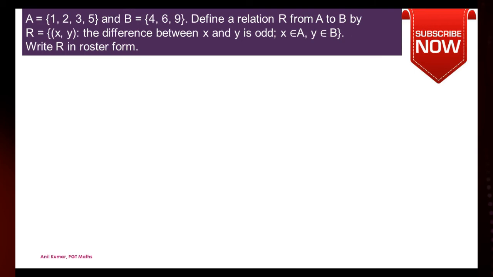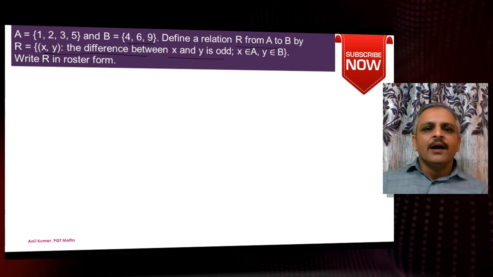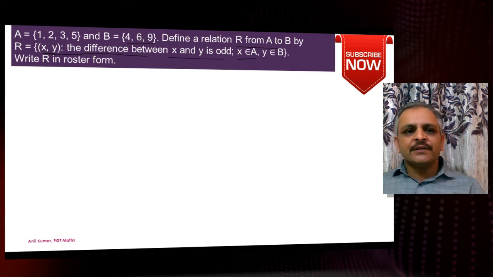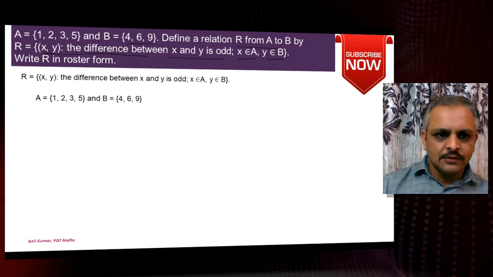Here A is 1, 2, 3 and 5, whereas B is 4, 6, 9. We have to define a relation R from A to B such that (x, y) is the ordered pair where the difference between x and y is odd. That means only those ordered pairs will come in the relation if their difference is an odd number. X we have to select from set A and y we have to select from set B. Okay. So this is the relation.